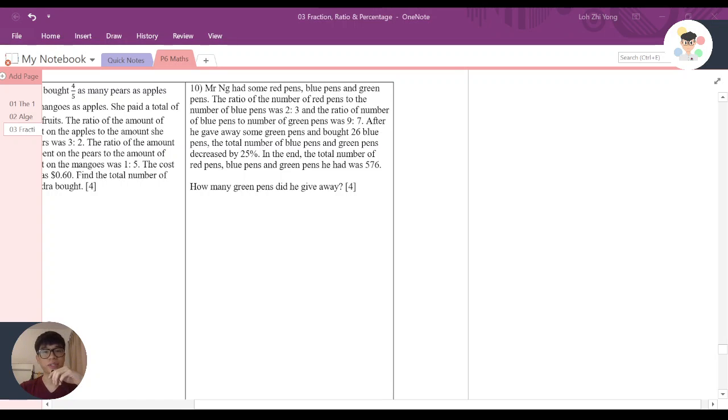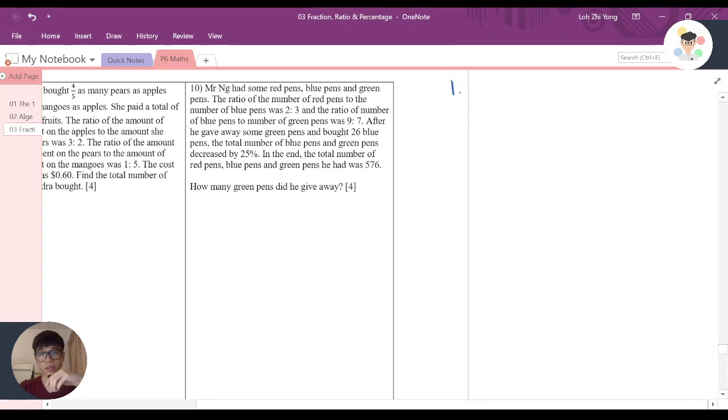And we're looking at page 33, question number 10. Now, here basically the question is about pens. So feel free to just read through it quickly so that I can discuss quickly. Now, here it mentions that Mr. Ng had some red pens, blue pens, and green pens.